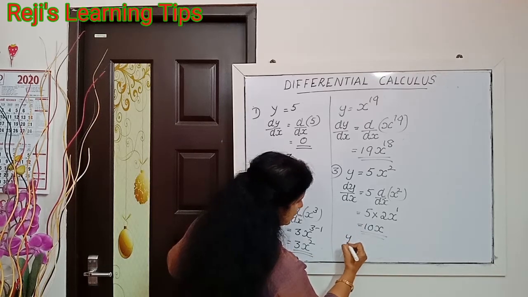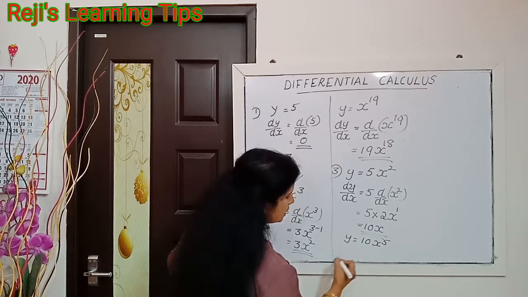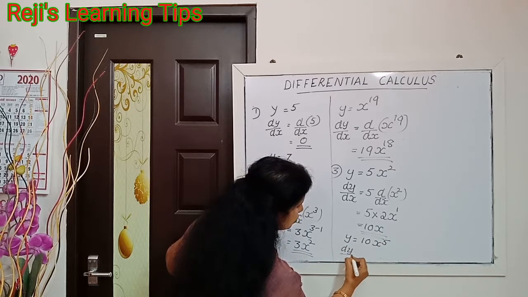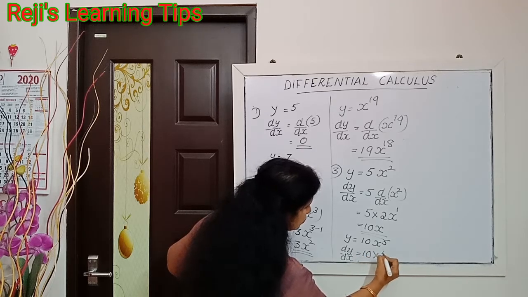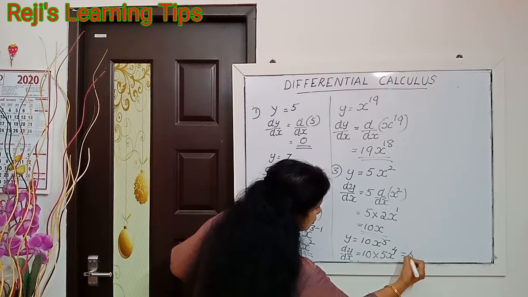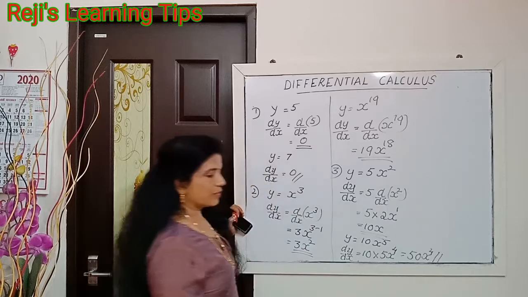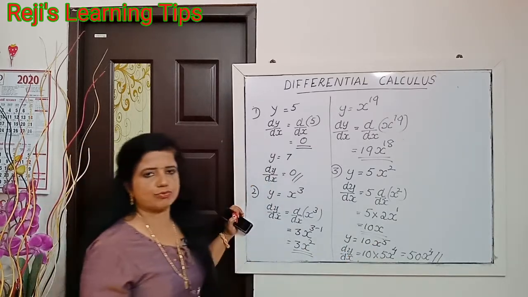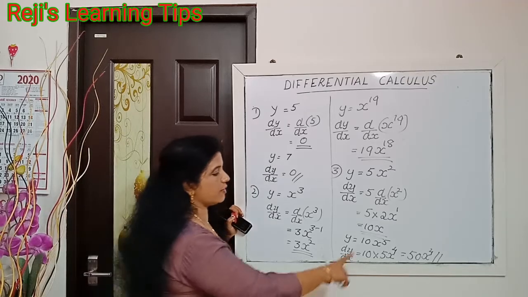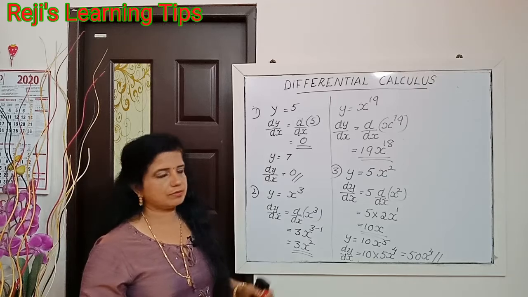One more question. y is equal to 10x raised to 5. Then dy by dx is equal to 10 into 5x raised to 5 minus 1, 4. That is equal to 50x raised to 4. 10 into the derivative of x raised to 5. The derivative of x raised to 5 means 5 into x raised to 4. That is equal to 50x raised to 4.